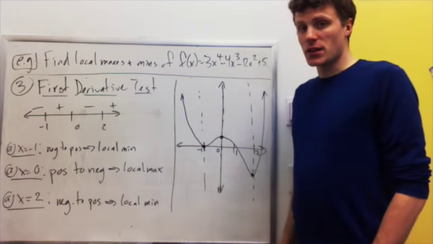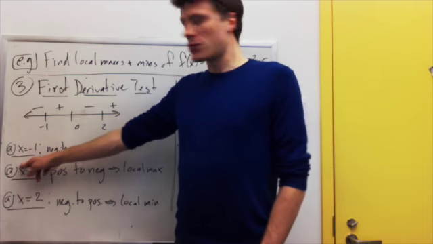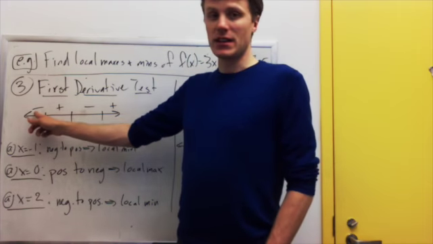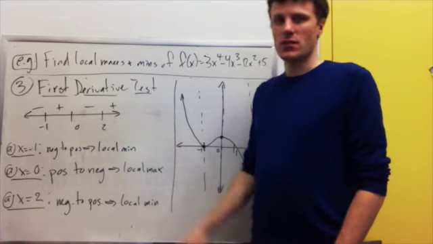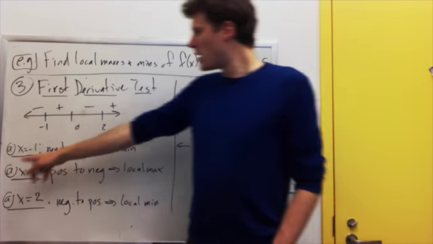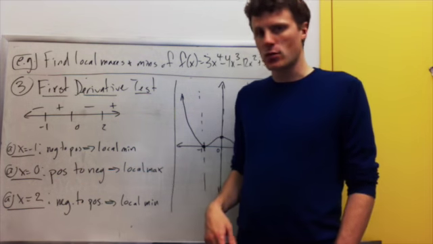So now we can apply the first derivative test. At our first critical number, -1, we see the derivative changes from being negative to positive. That means we have a local minimum from changing from negative to positive. At our next critical number, 0, the derivative changes from positive to negative. That means a local maximum.